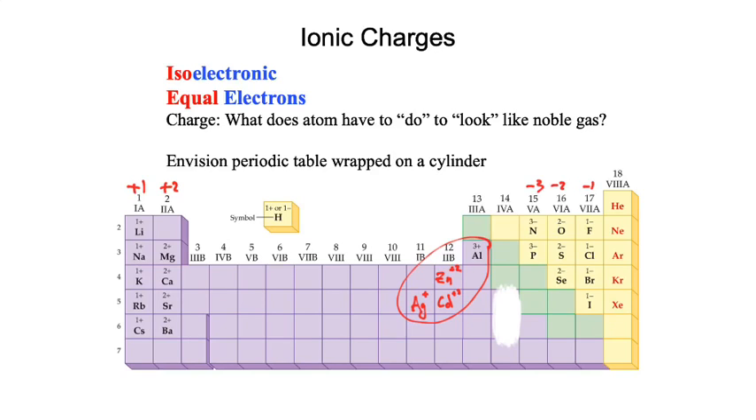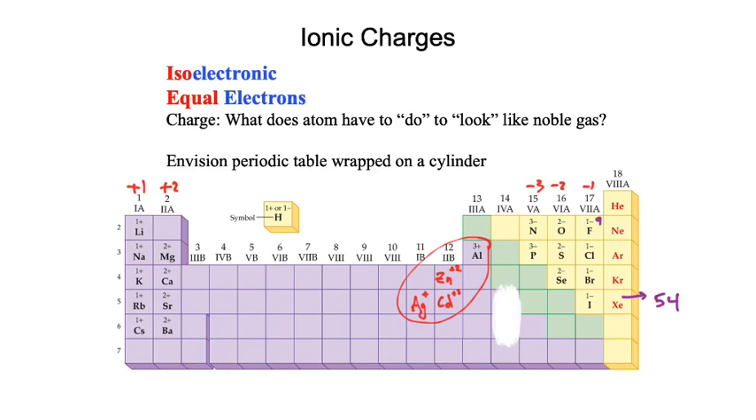If we look at xenon, how many electrons does xenon have? 54. How many electrons does fluorine have? 9. So fluorine could change its number of protons to look like xenon. But if it changes the number of protons, it changes the element. It's no longer fluorine. So I can't change the number of protons. Neutrons don't contribute to charge, so I'm going to change the electrons.